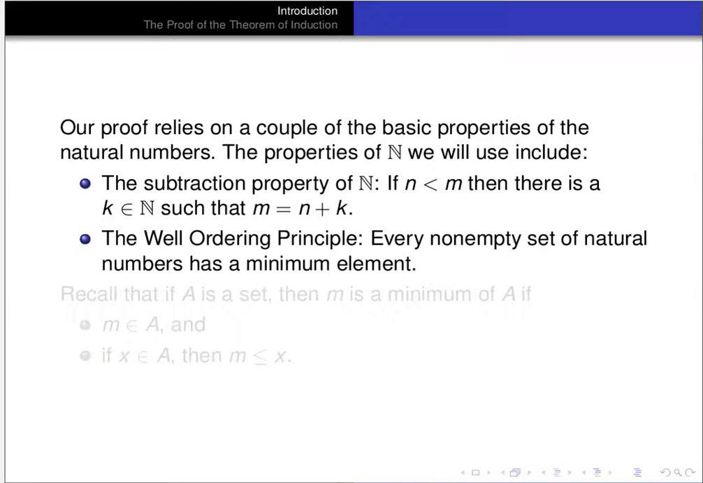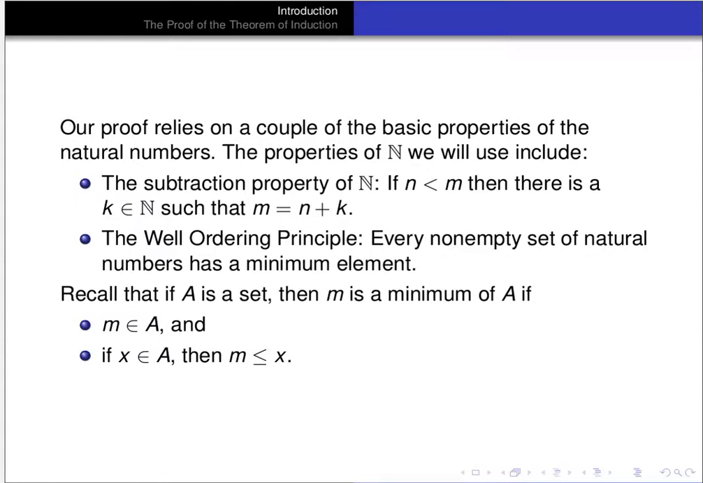And it'll be important to the proof that we remember the definition of the minimum of a set. So recall that if A is a set, then M is a minimum of A if M is an element of the set A, and for any other element x in A, M is less than or equal to x.